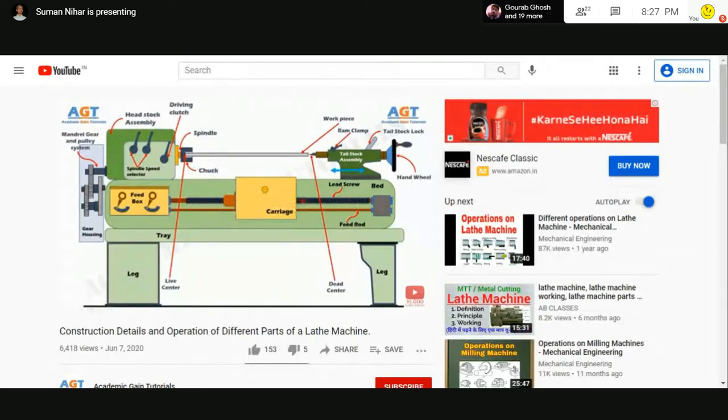The carriage is formed of five parts: saddle, cross-slide, compound rest, tool post and apron. On the carriage there is a hand traversing wheel. Using this wheel we can move the carriage left or right, along the feed rod and lead screw.